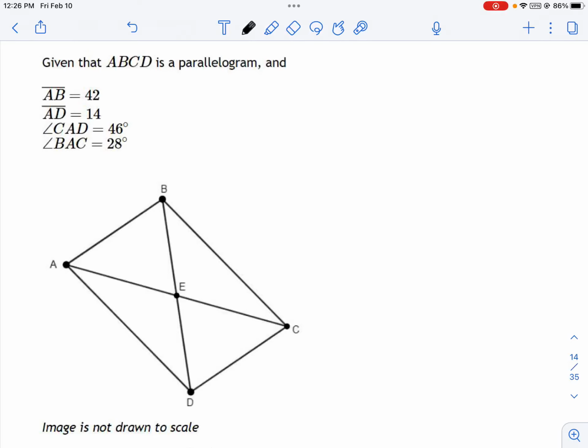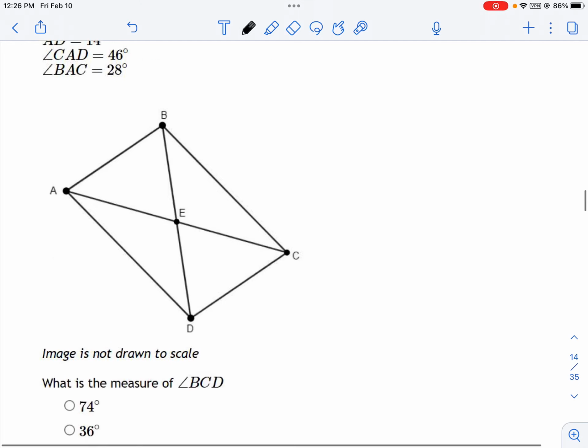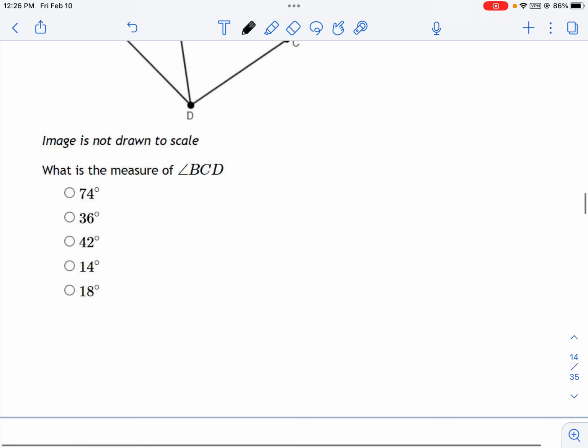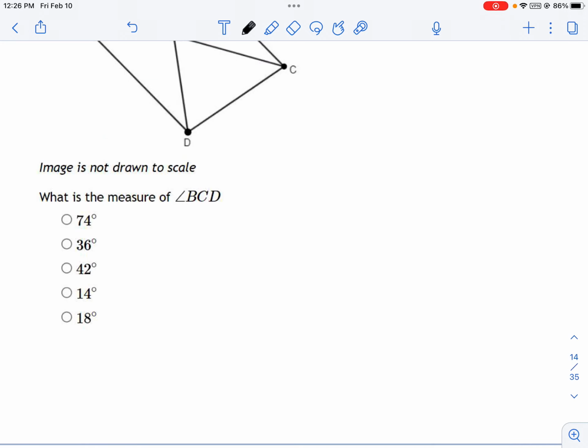And welcome. So, we are given a parallelogram ABCD, and we're also told a couple of things. We're told that the side AB is 42, the side AD is 14, the angle CAD is 46, and the angle BAC is 28 degrees. And it asks us to find the measure of angle BCD.